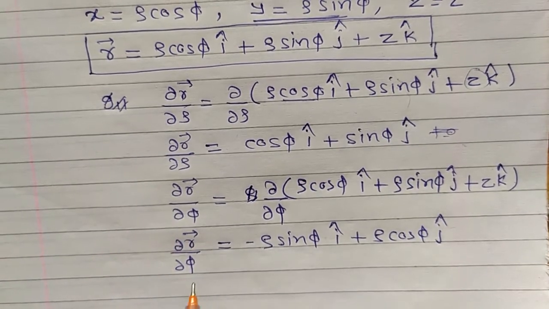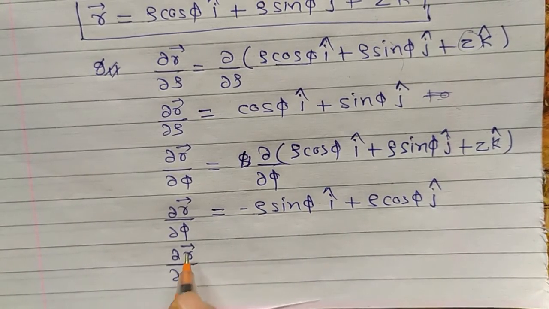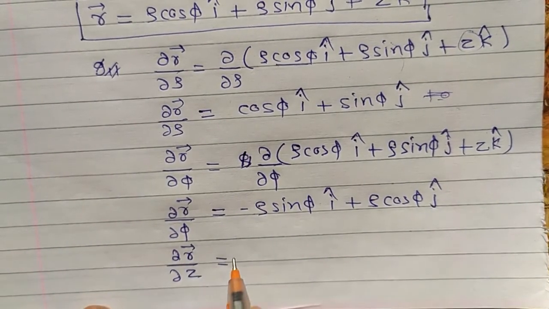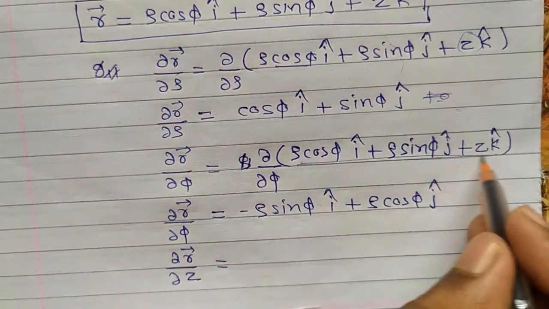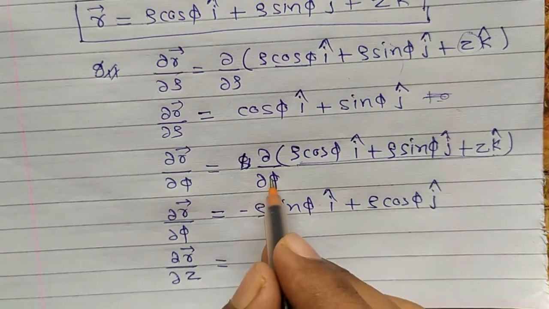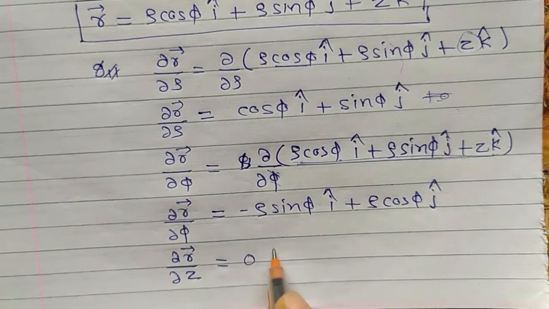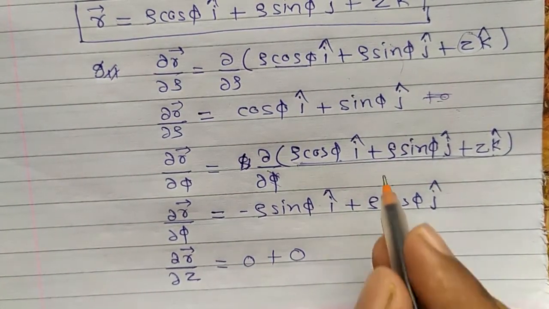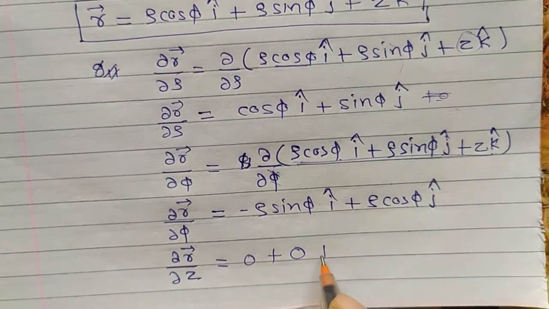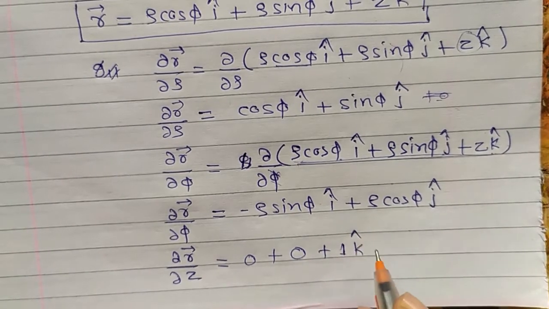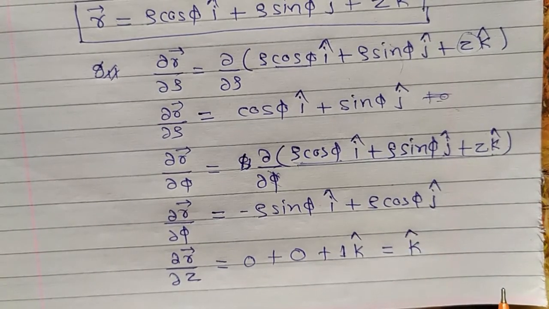Okay, and delta R bar by delta z, the third coordinate, what will it be? Again you have to differentiate this quantity, R bar, with respect to z this time. Since the first term does not contain z, it will be 0, the second term will also be 0, and in the third term the derivative of z will be 1, right? And you will treat k cap as a constant, so it will be just k cap, right?